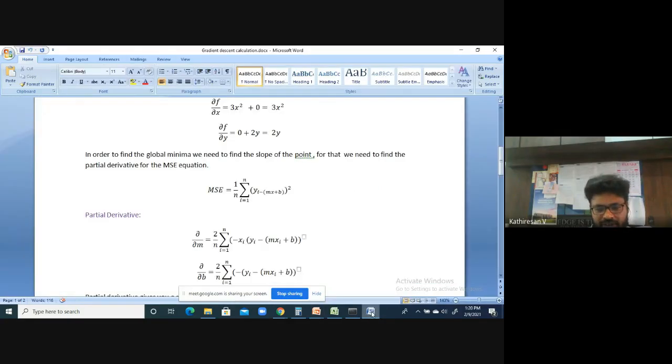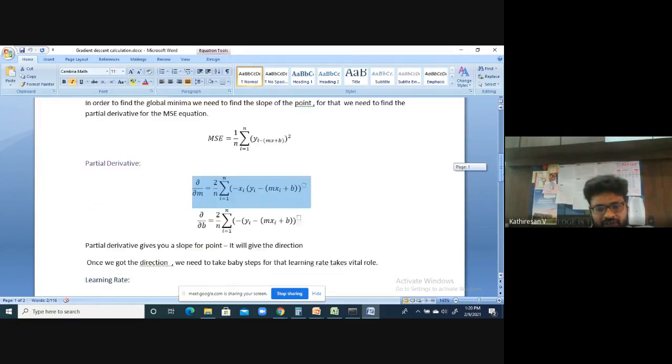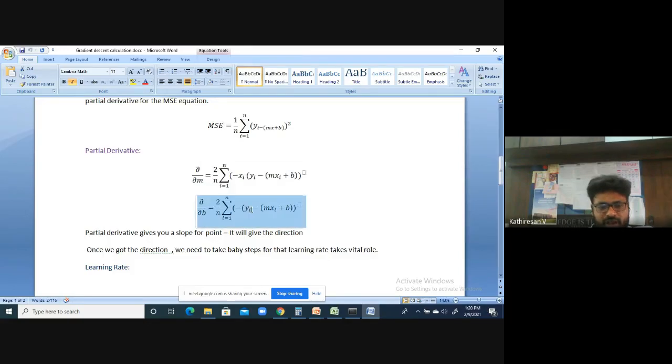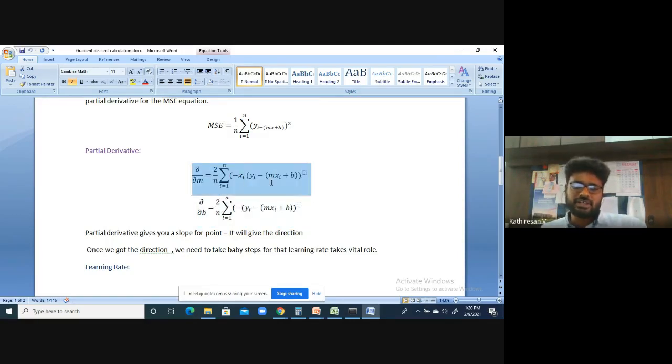Okay, see here. So the partial derivative with respect to m, this is the formula. The partial derivative with respect to b, this is the formula. This way you have to identify. So these two formulas play a vital role in the gradient descent algorithm. These two are the partial derivatives of this MSE. You have to apply differential calculus on this, so the partial derivative of this equation gives these two equations.